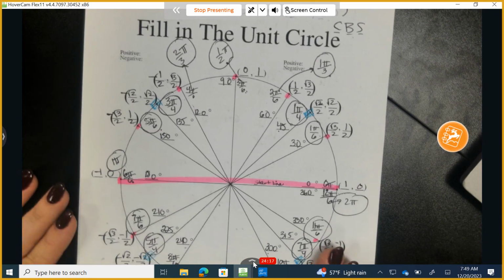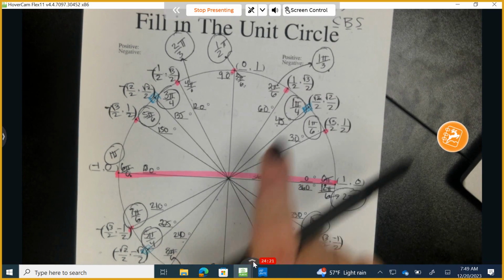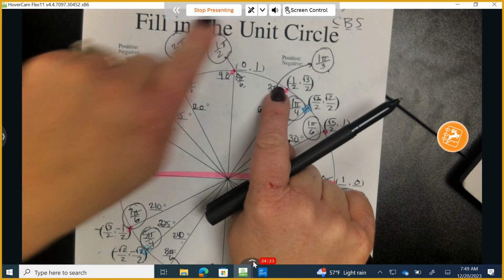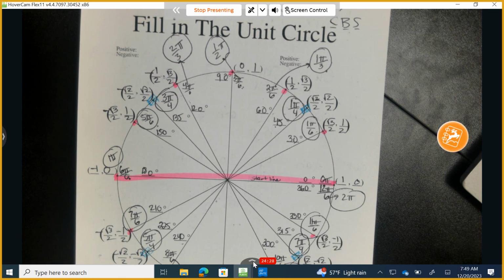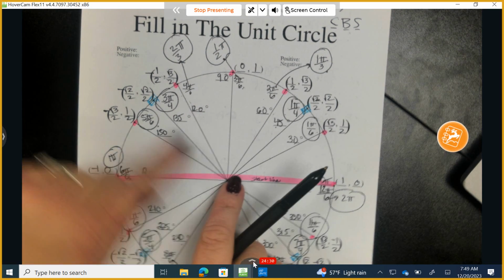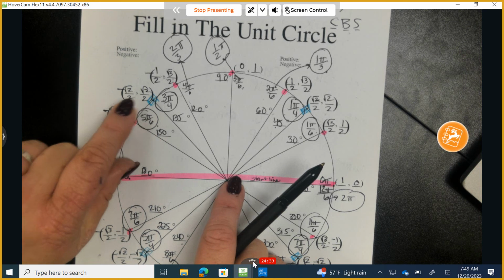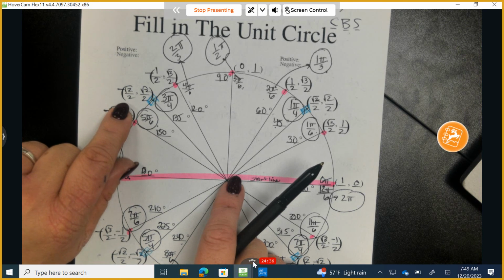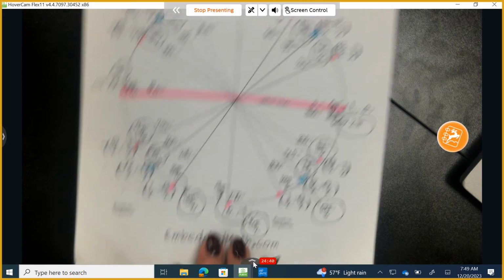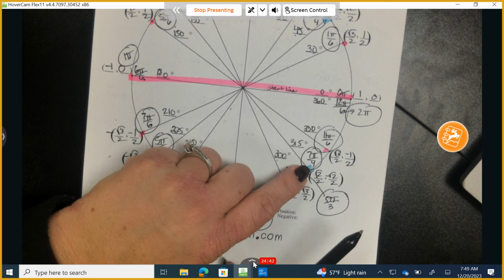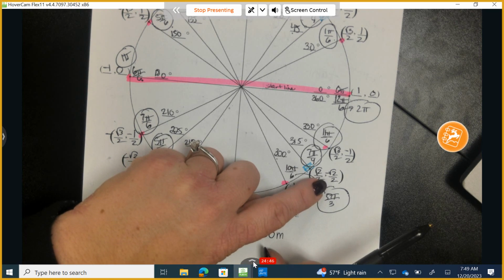So you ready? Let's go back here. Everybody find 60 degrees. Put your finger there right now on the paper that has everything. Okay, you ready? What is the cosine? That's the first number. What is it? 1/2. Please find 135. Find 135. Okay, find 135. What is the cosine? Negative radical 2 over 2. Please find 7 pi over 4. 7 pi over 4. What is the sine? Negative radical 2 over 2.